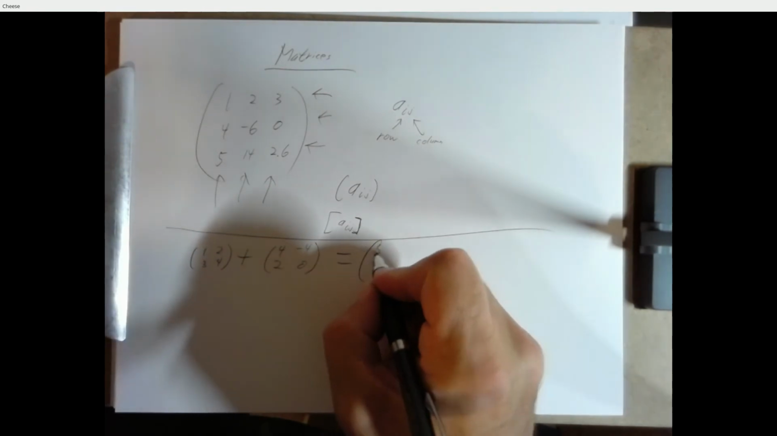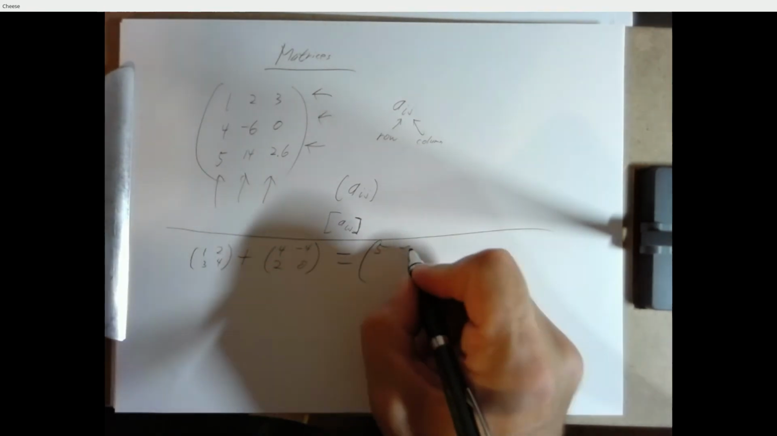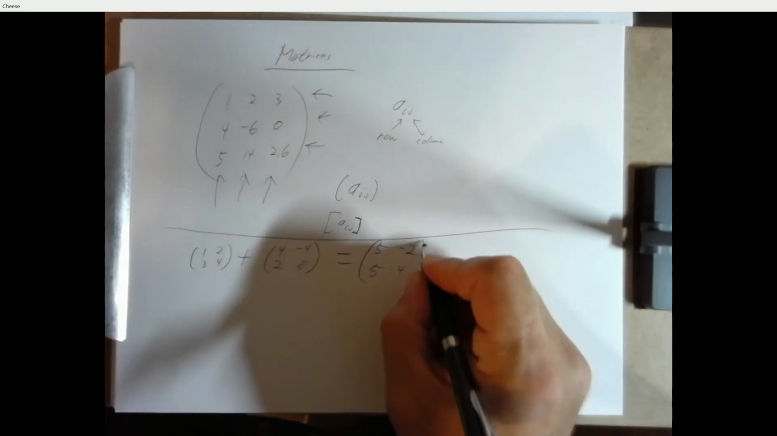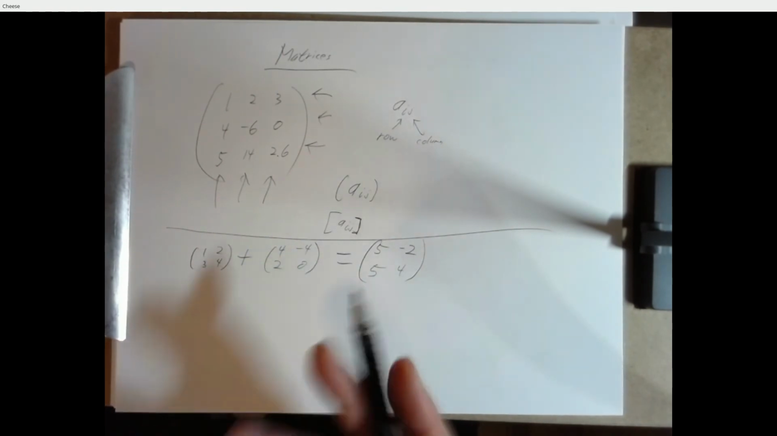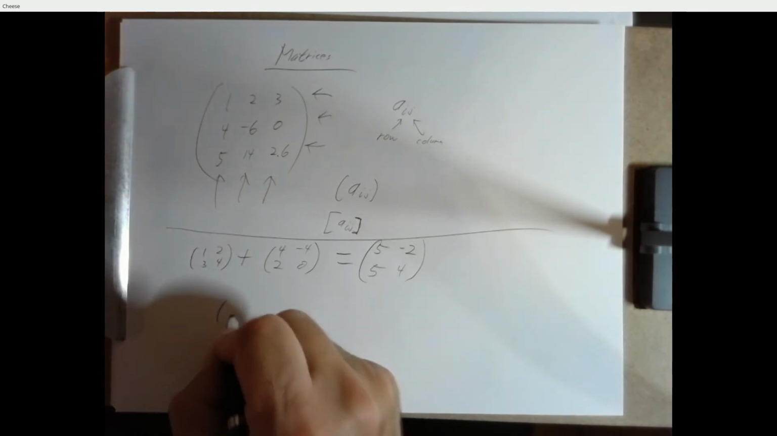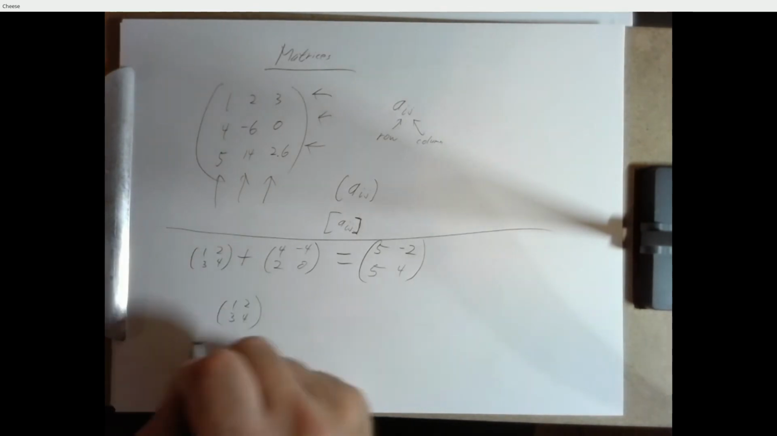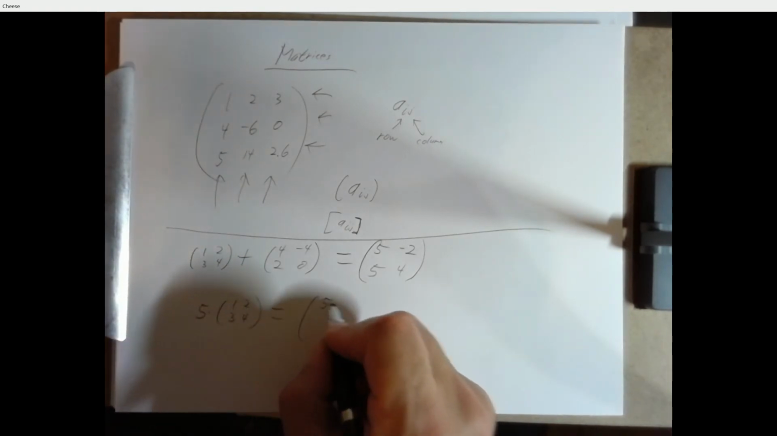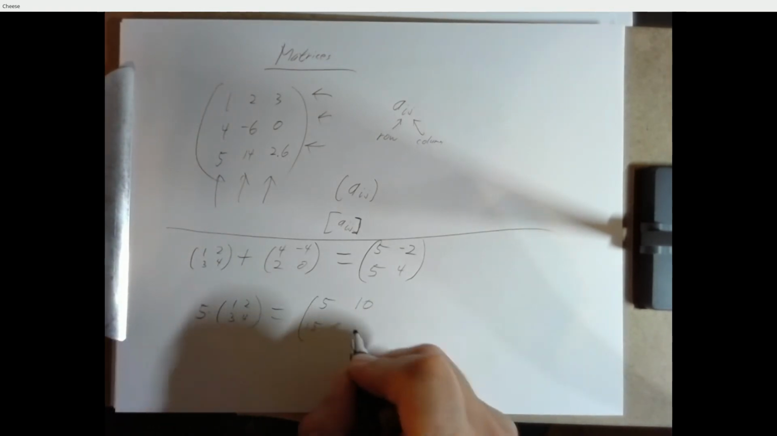1 plus 4 is 5. 2 plus minus 4 is negative 2. 3 plus 2 is 5. 4 plus 0 is 4. Very straightforward. We can subtract in the same way. We just subtract term by term, and that gives us the difference of 2 matrices. And we can multiply a matrix by a number by just multiplying each term by that number. So this would give us the matrix 5, 10, 15, 20.